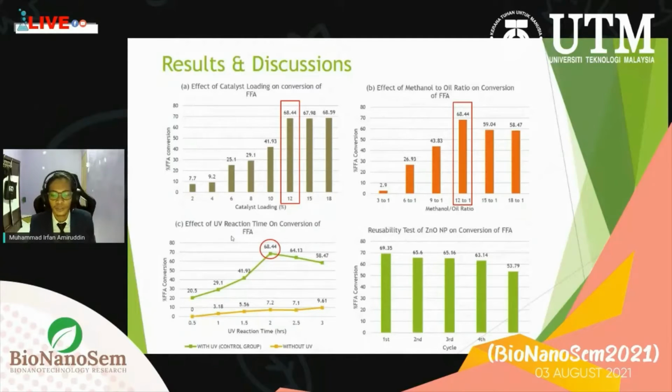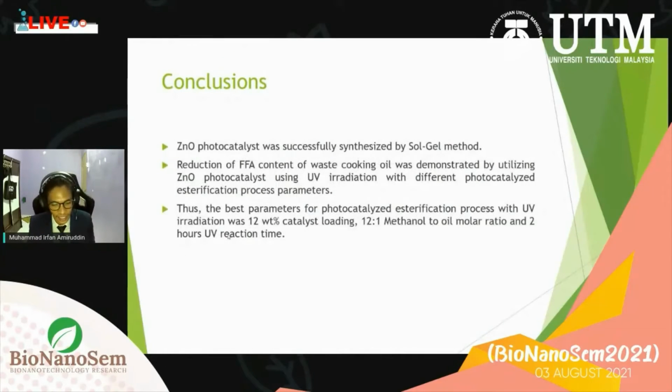Next, from the reusability test graph, 5 cycles of test runs were carried out, and we can see that after 5 cycles, the percent conversion decreased slightly and was able to maintain a conversion rate above 50%. As a conclusion, we successfully synthesized zinc oxide photocatalyst by the sol-gel method and utilized the prepared zinc oxide photocatalyst in the reduction of FFA in WCO via UV light irradiation. We concluded that the best parameters for the photocatalyzed esterification process by UV light were 12% catalyst loading, 12 to 1 methanol to oil molar ratio, and 2 hours of UV reaction time.